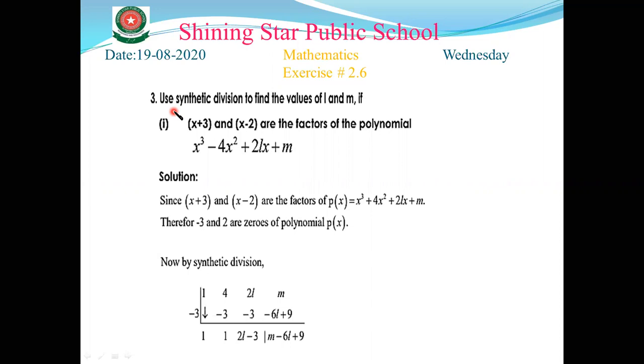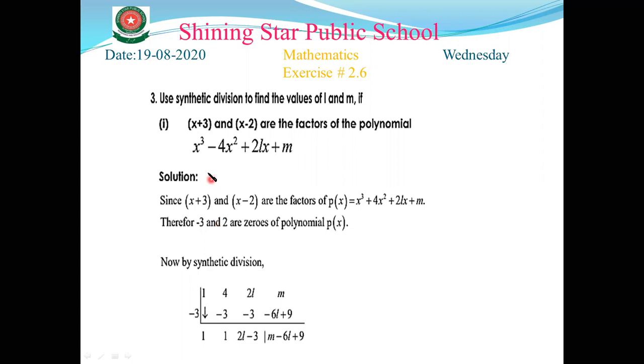So if x plus 3 and x minus 2 are the factors of the polynomial, then when we write x plus 3 equal to 0, it will give you minus 3. And x minus 2 equal to 0 will give you plus 2. So we can see that minus 3 and plus 2 are the zeros of the polynomial. Means when we solve with minus 3, the remainder must be equal to 0. When we solve with 2, the remainder must be equal to 0.